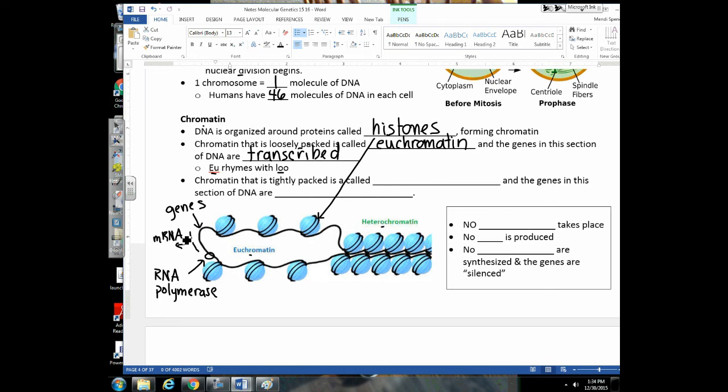Now, chromatin that remains tightly coiled is called heterochromatin. And the genes in this section of DNA are silenced. They are not expressed. So no transcription is taking place in this area. So no mRNA is being made. That means no proteins are going to be synthesized from these genes. And we say that these genes are silenced. So all the genes in this area of the DNA molecule are off. They're not being expressed.